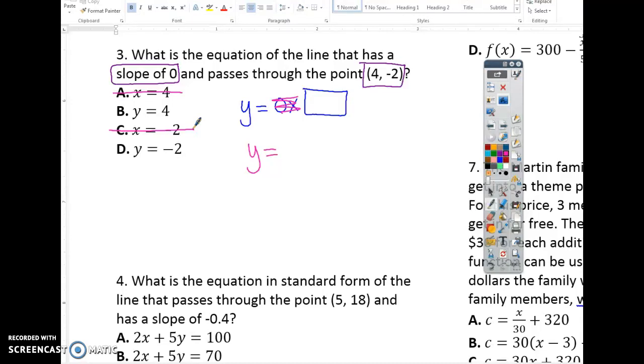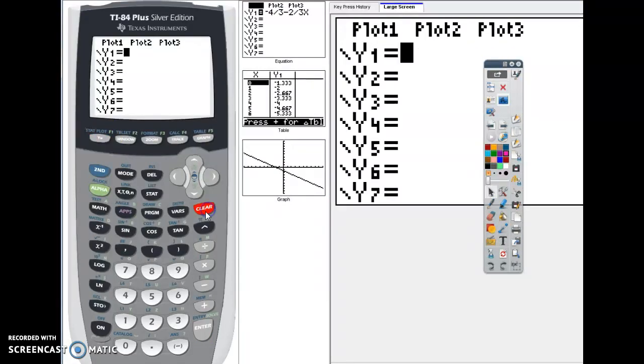Okay? It says that it goes through point 4, -2. So I would put both of these in y equals and see which one goes through 4, -2. But I can tell you right now that because it's y equals, I'm looking at the y number. Okay? The y number. And let's try it, because if it's y equals -2, put this in y equals trace and make sure that it goes through 4, -2. Y equals -2 in the calculator.